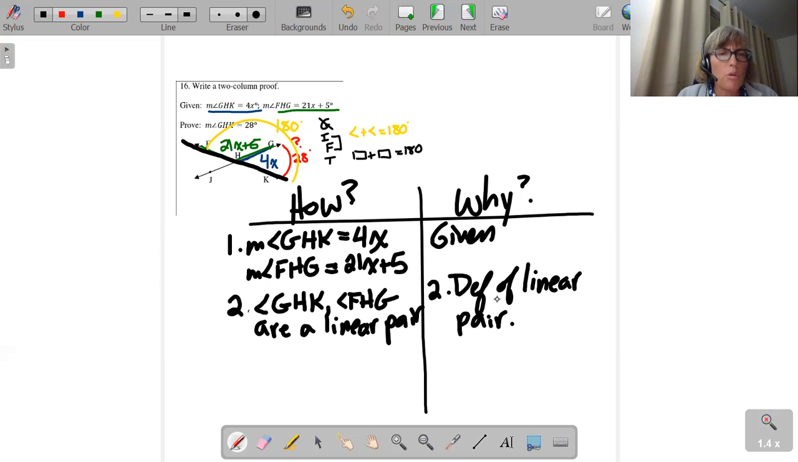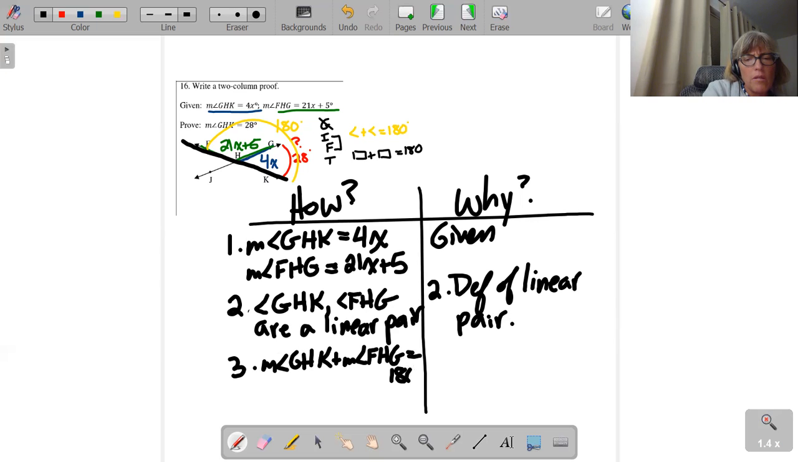I'm not sure what your teacher calls the next one. I think it's called the linear pair property. So right here, because it's a linear pair, the measure of angle GHK plus the measure of angle FHG equals 180. We would call that, in my class, the linear pair, I'm just putting LP for space's sake, property.